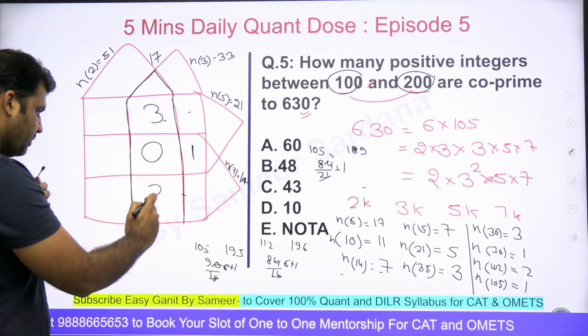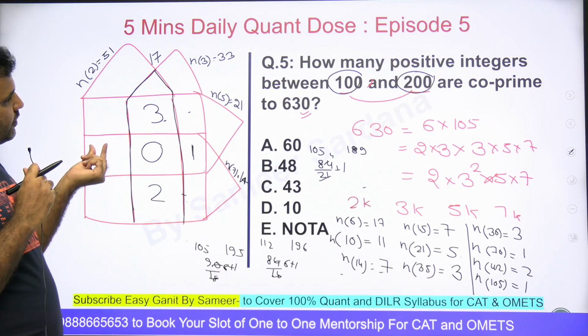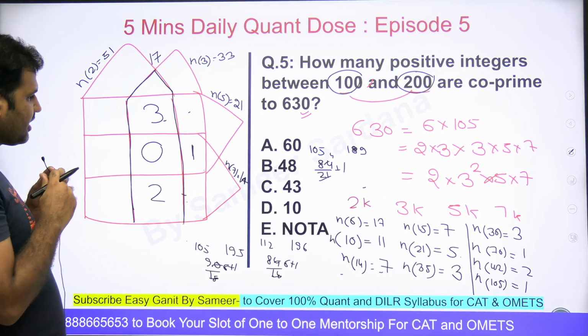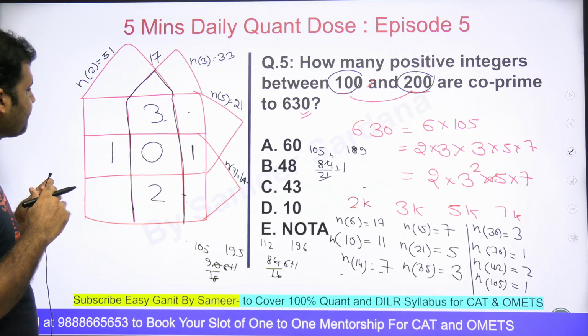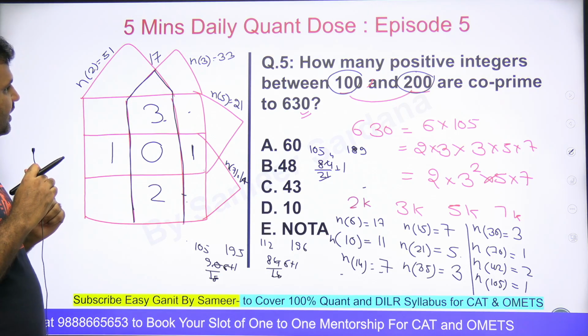This number is 2, right? Look at this segment. This is a 2, 5 and 7. 2, 5 and 7 means 70 के multiple. This one. This is done. What I need is the values.